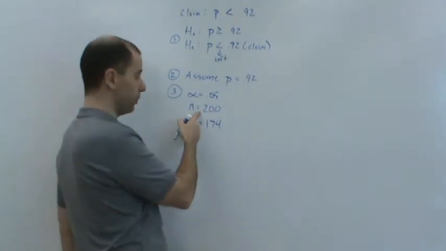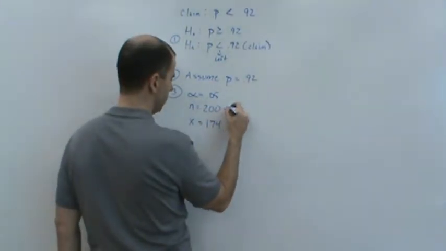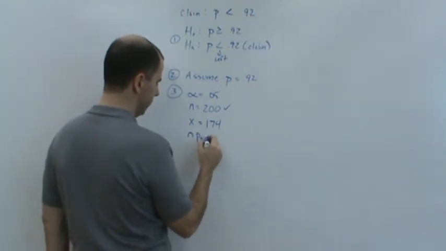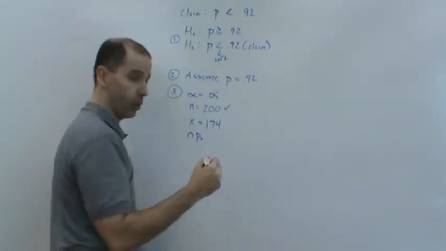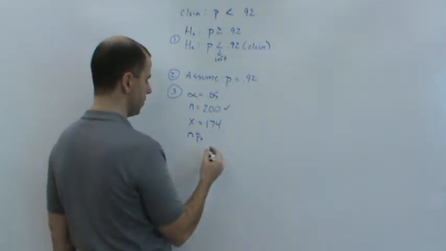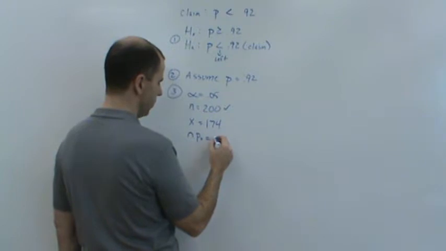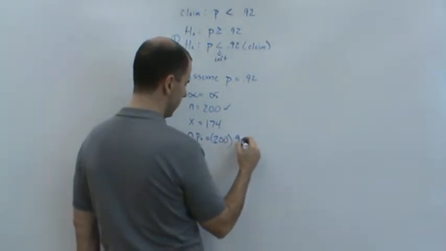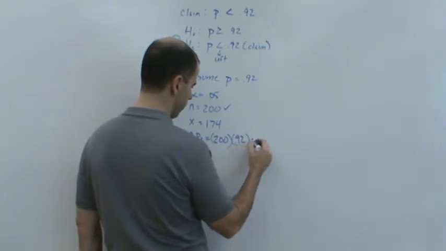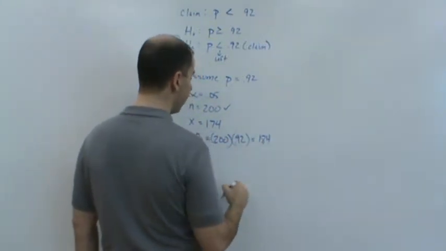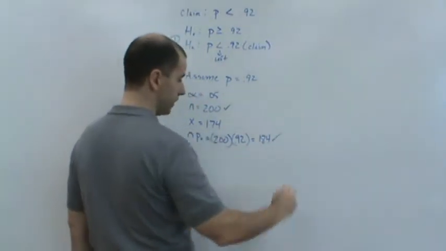Is N bigger than or equal to 30? Check. Well, is N times P0 bigger than or equal to 15 or 10? So what's P0? P0 is 0.92. So what is 200 times 0.92? Well, that's going to be 184. Well, 184 is definitely bigger than or equal to 10 or 15.